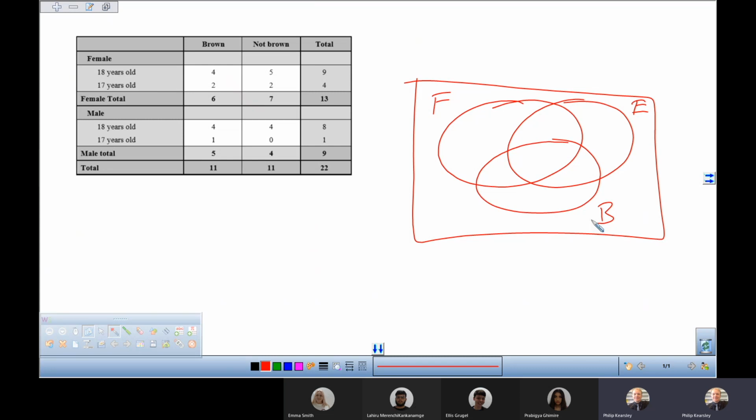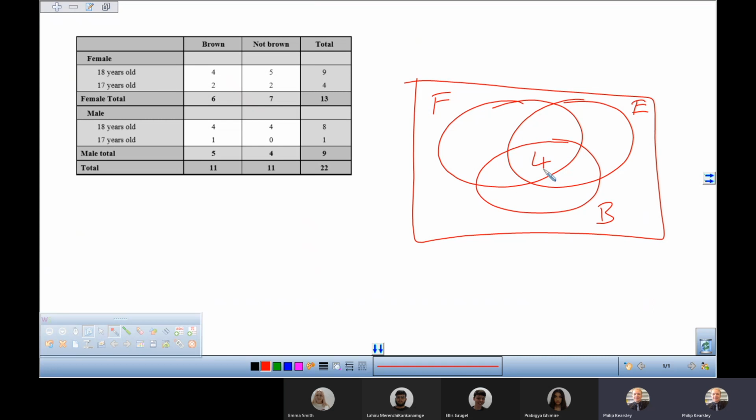Just like the Venn diagram, start with the centre and work outwards. By centre, we're looking at F and E and B. So you've got your two tables, your top half is for your females, your bottom half is for not. First column is those with brown hair, and the top of those two is the 18-year-olds. So the first value there would be 4. There are 4 female with 18-year-old brown hair.